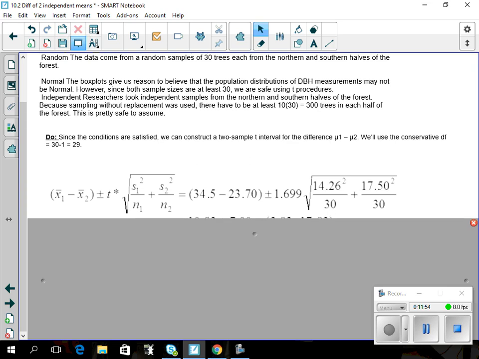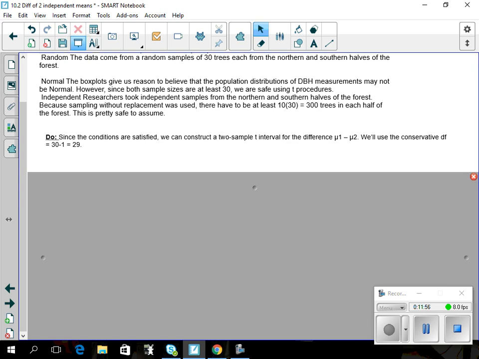All right, so here we're looking at constructing a confidence interval. We're looking at mu1 minus mu2. It says we'll use the conservative degree of freedom of 29. Why is that the conservative? What did I just say about degrees of freedom? They're both 30, do you agree? So 30 minus 1 is 29. So we're just going to use 29.